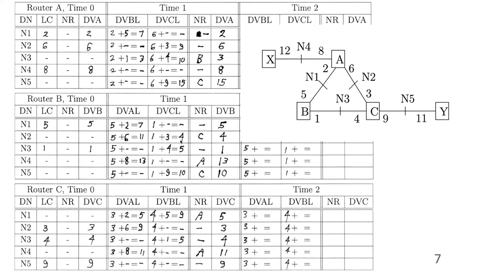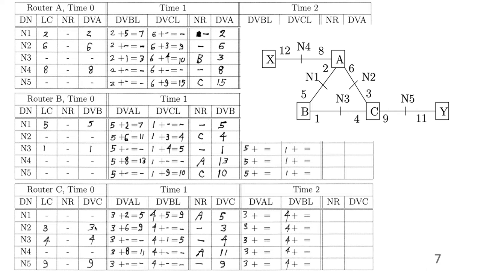Dash, 11, 4, the minimum is 4. The next router would be C. We put a C here. 1, dash, 5, the minimum is 1, and there's no next router. Dash, 13, dash, the minimum is 13, and A would be the next router. Finally, dash, dash, 10, so 10 is the minimum, and C is the next router.